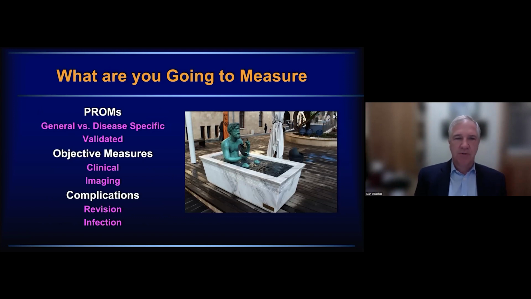Understand what you're going to measure and how you're going to measure it. This could be patient-reported outcome measures. These can be general outcome measures or disease-specific. Ideally, these are validated measures in the literature. There can be objective measurements, which can be clinical examination. It can be imaging findings, or it can be complications, whether it's revision rates, infection rates, et cetera. And as Archimedes figured out how to measure gold by sitting in a bathtub, oftentimes your best ideas come outside of the clinical setting.